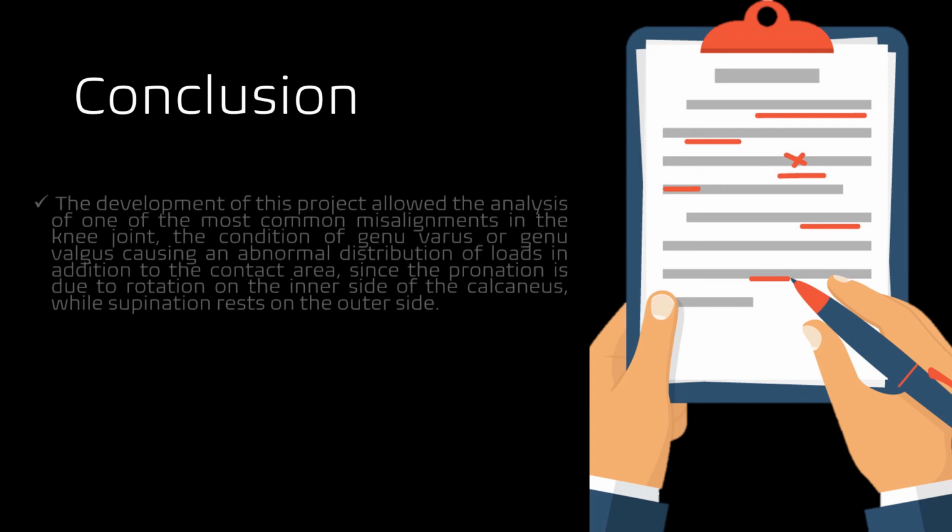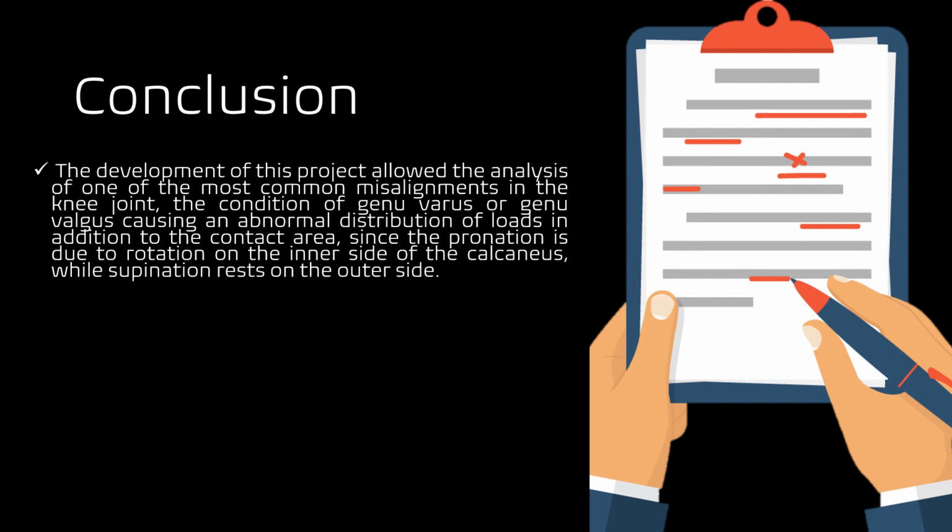Conclusion. The development of this project allowed the analysis of one of the most common ailments in the knee joint, the condition of genu varus or genu valgus, causing an abnormal distribution of loads in addition to the contact area, since pronation is due to the rotation on the inner side of the calcaneus, while supination rests on the outer side.